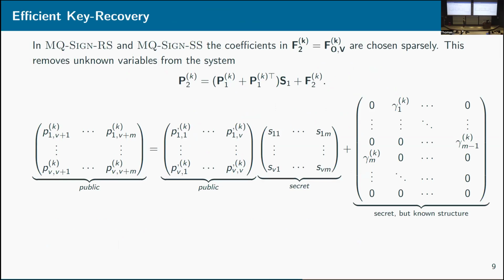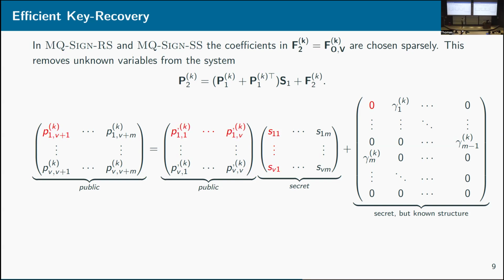Okay. But now in MQSign RS and MQSign SS, when F2 is chosen sparse, this is not the case anymore. So if we look at all the entries individually, we see here two public matrices and the secret one that we want to obtain. And here, this is also a secret matrix, but we know the structure of it because it is written in the specification.